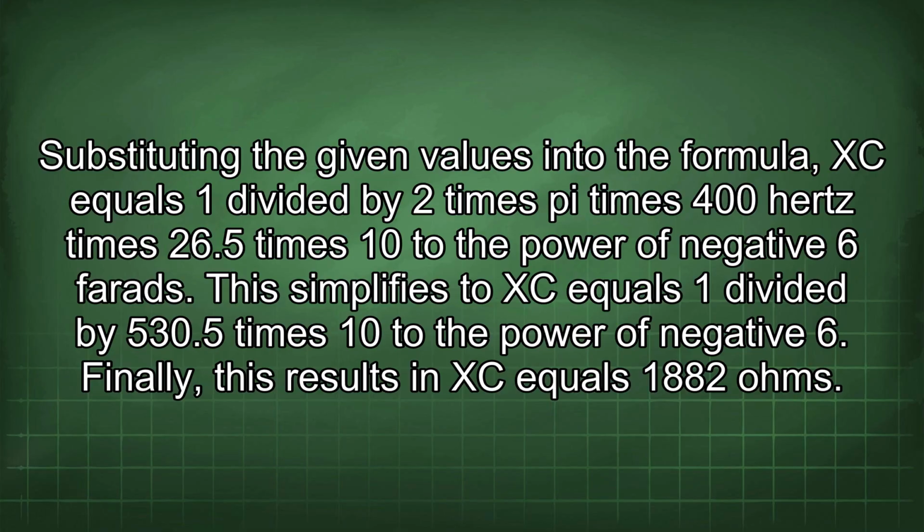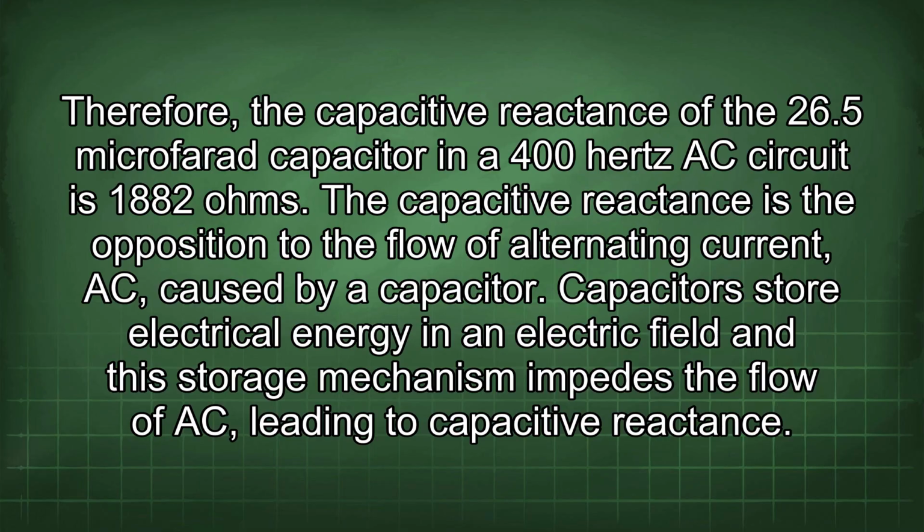This simplifies to Xc equals 1 divided by 530.5 times 10 to the power of negative 6. Finally, this results in Xc equals 1882 ohms. Therefore, the capacitive reactance of the 26.5 microfarad capacitor in a 400 Hz AC circuit is 1882 ohms.